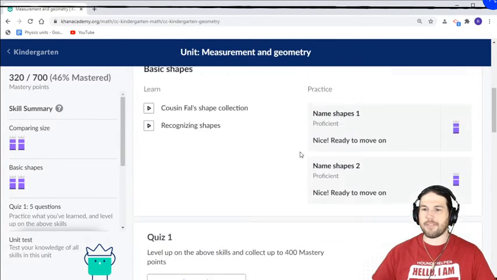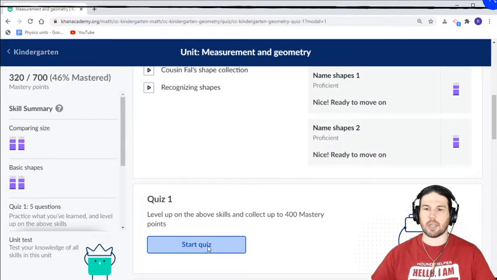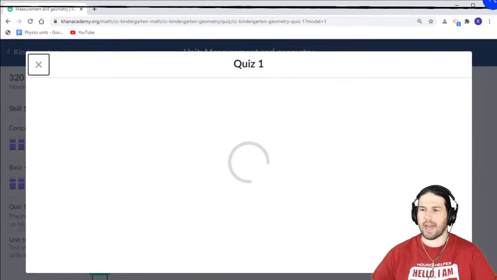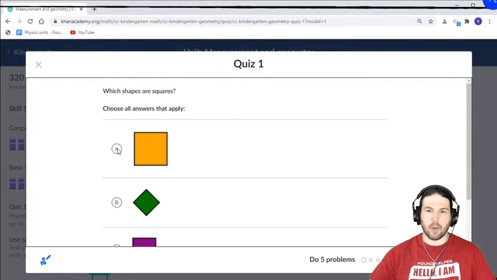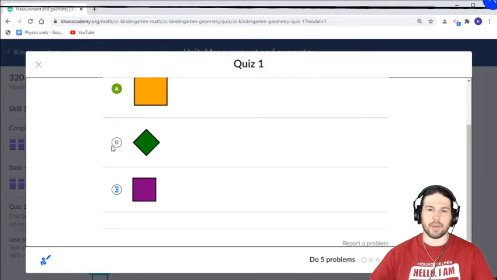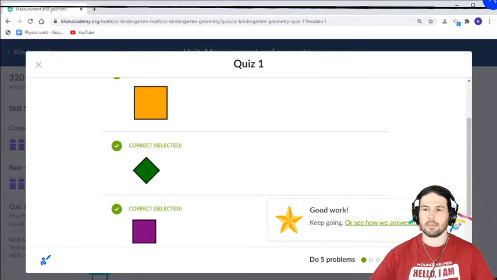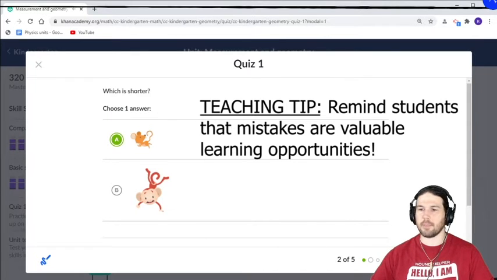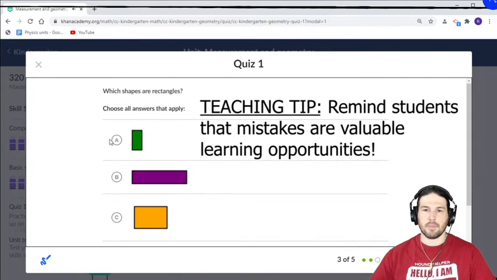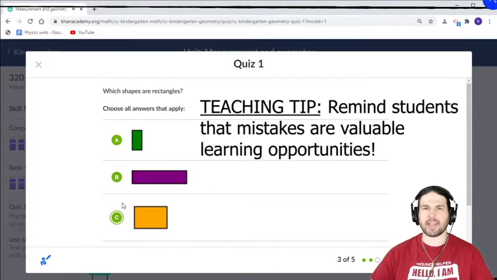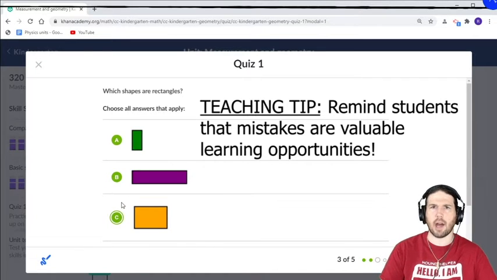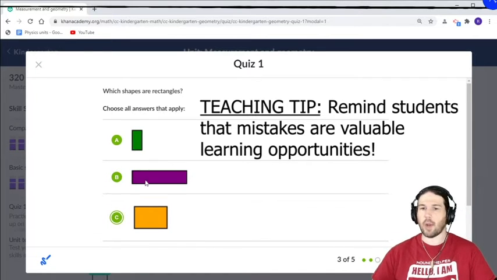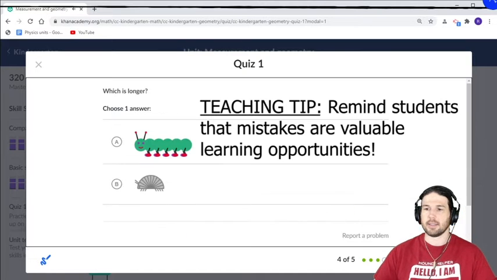So now we have a quiz on basic shapes and comparing sizes. Let's go ahead and get through that. We've got 1, 2, 3 squares. We've got a mouse that is shorter than this monkey. And I see 1, 2, 3 rectangles. Man, Khan Academy is really throwing a lot of all of the above questions at us these days.